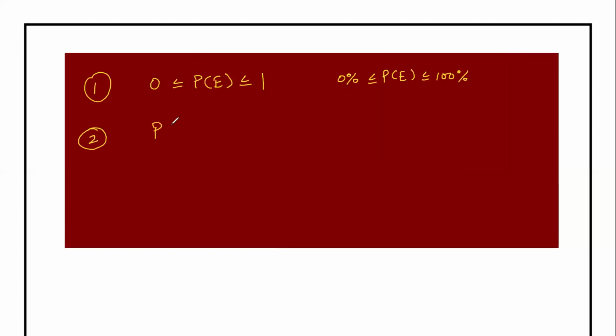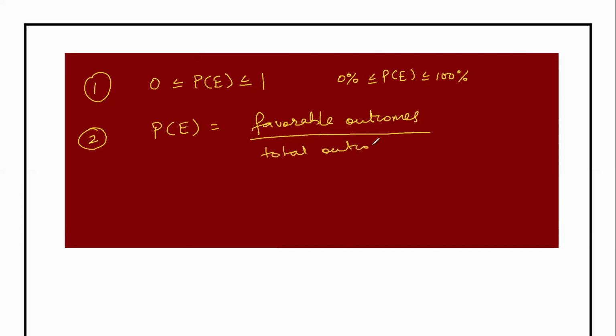The second important point is that the probability of an event is equal to favorable outcomes upon total outcomes. And the third important point is that the probability of an event occurring plus the probability of that event not occurring together is 1, or equals 100%.